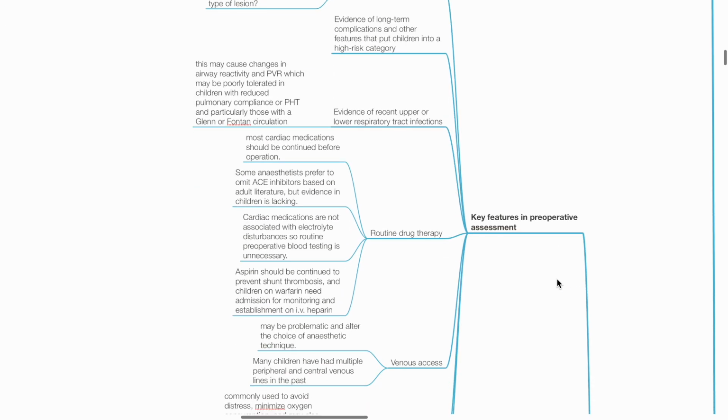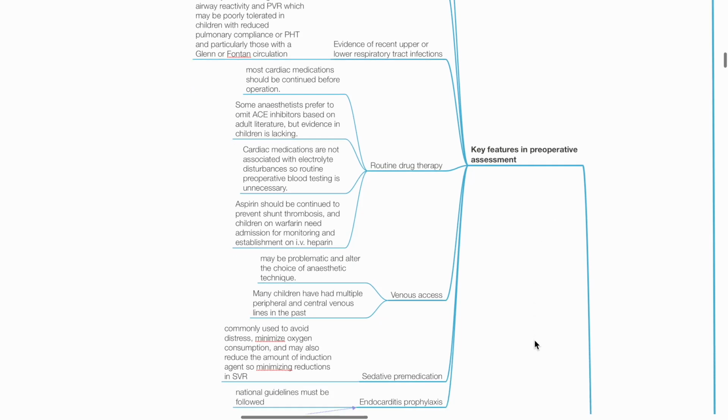Assess drug therapy. Most cardiac medications should be continued before operation. Some anesthetists prefer to omit ACE inhibitors. Cardiac medications are not associated with electrolyte disturbances, so routine pre-op blood testing is usually unnecessary. Aspirin should be continued to prevent shunt thrombosis. Children on warfarin need monitoring and bridging therapy with IV heparin. Venous access may be problematic and may alter the choice of anesthetic technique. Many children have had multiple peripheral and central venous lines.